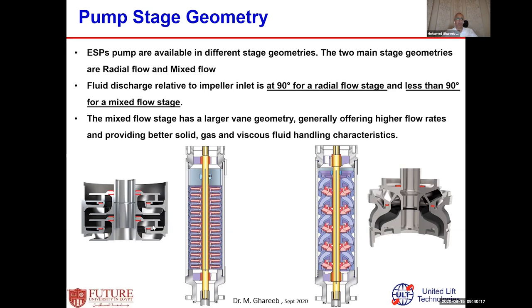Each one has a different way of directing flow. In the radial flow, the discharge relative to the impeller is at 90 degrees. It goes out of the impeller to the diffuser at 90 degrees to the shaft. In the mixed flow, it goes out at different angles, which can be less than 90 degrees, 45, 60, 120, depending on configuration type. This is a cross-section of how it looks. This is a radial flow, and this is a mixed flow impeller.